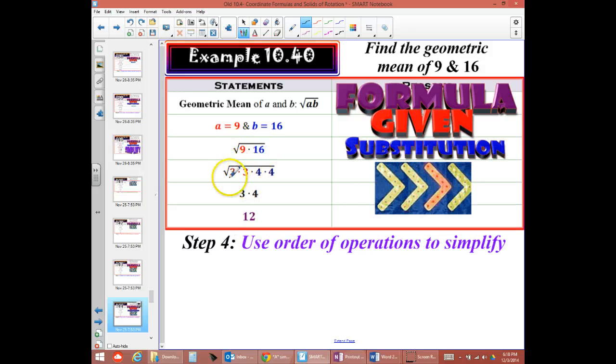Well, 9 can split to be 3 and 3, so I can circle the 3's and pull them out. 16 splits to be 4 and 4, so I can circle the 4's and pull them out. And I'm left with nothing left inside of the square root. So I just have 3 times 4, which is 12. You could also times 9 and 16, and guess what that equals? 144. And the square root of 144 is 12. Just a little hint. Either way you want to go about it.